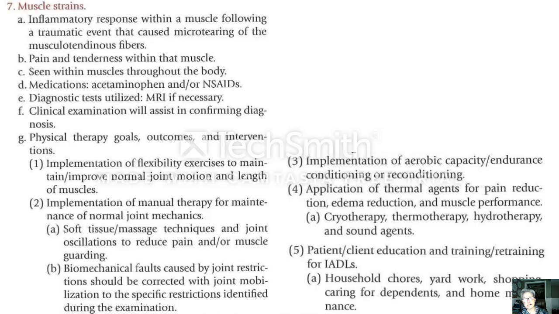Aerobic capacity, endurance conditioning or reconditioning, application of thermal agents for pain reduction, edema reduction, and muscle performance, such as cryotherapy, thermotherapy, hydrotherapy, and sound agents. Patient-client education and training for IADLs, household chores, yard work, shopping, caring for dependents, and home maintenance.